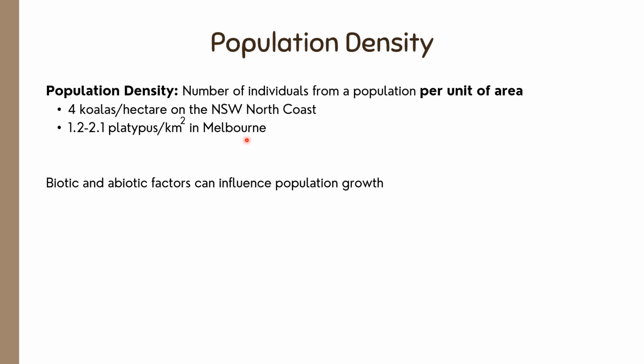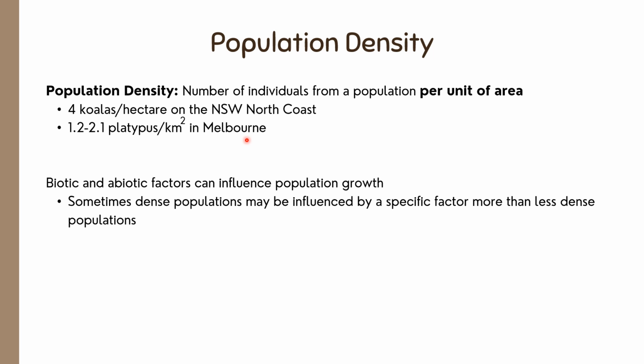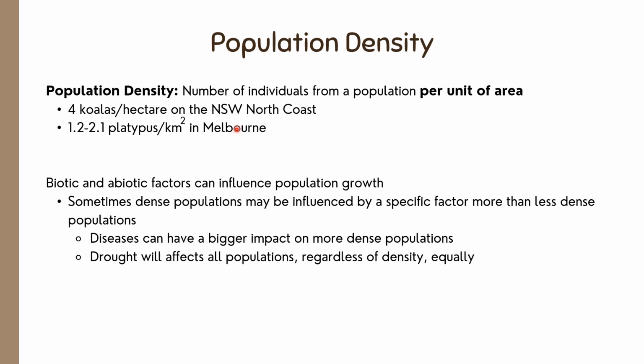Biotic and abiotic factors can influence populations' growth, so sometimes dense populations may be influenced by a specific factor more than less dense populations, such as disease can have a bigger impact on more dense populations. However, droughts will affect all populations regardless of density equally. You can see this when we went through the pandemic.